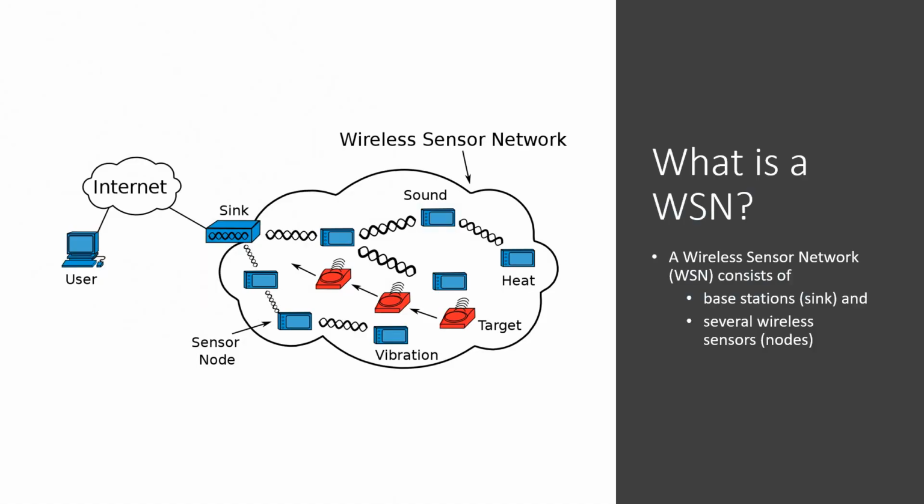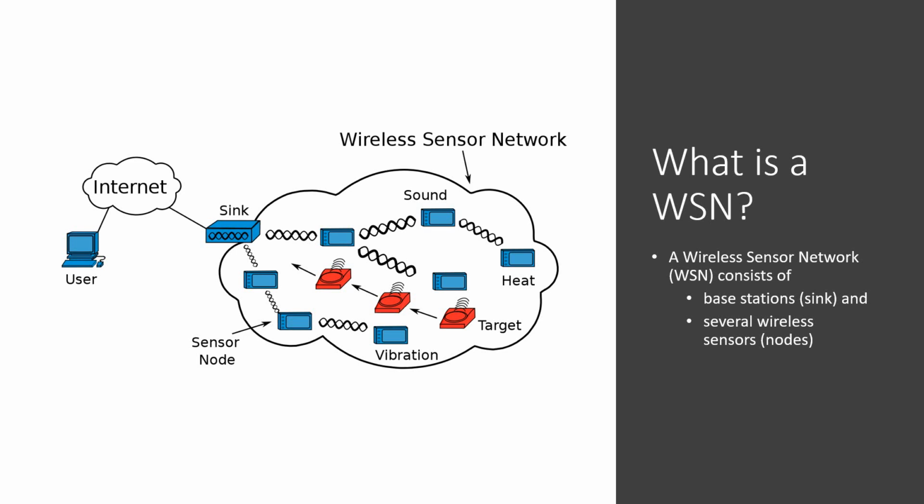So what does a wireless sensor network contain? It basically contains two things. One is the base station, which collects all the information and readings, and usually has much more processing power compared to the devices. The second is several wireless sensor nodes, or wireless sensors. This figure here is an example.